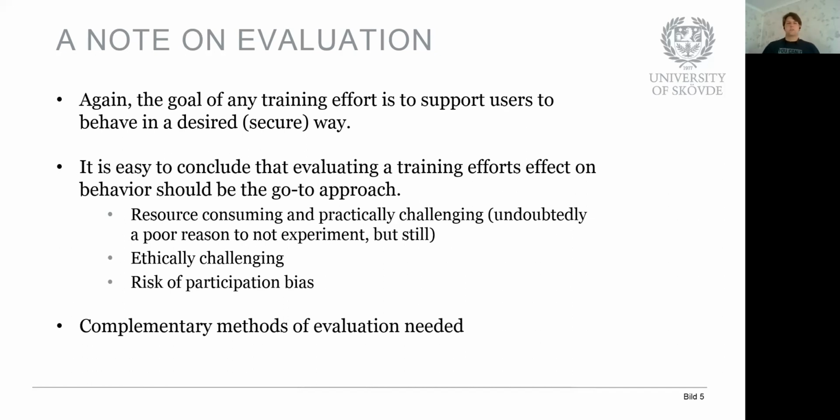A final obstacle when we experiment on user behavior is the risk of participation bias. This is, of course, when we experiment on users that are aware that they are participating, then the awareness that you are participating in a security study risks increasing the user awareness and scrambling the results. So there is perhaps a need for complementary methods of evaluation.